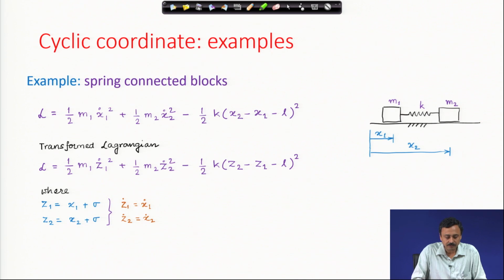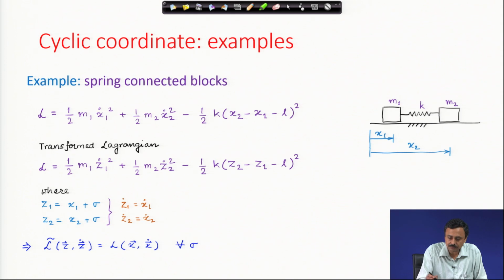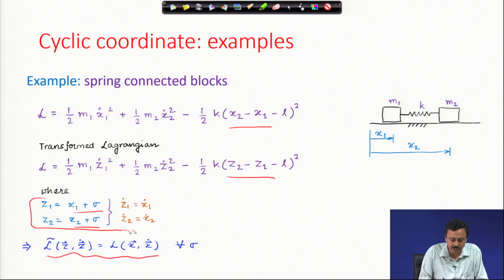Now, if I time differentiate, I will find x 1 dot as z 1 dot and x 2 dot as z 2 dot, and the new Lagrangian L tilde in the z space, z z dot, is the same as the Lagrangian in the x space. Why? What has happened with this x 2, z 2 minus z 1? Because the same sigma is added to both of them, that gets cancelled out, and that is why we have this symmetry.